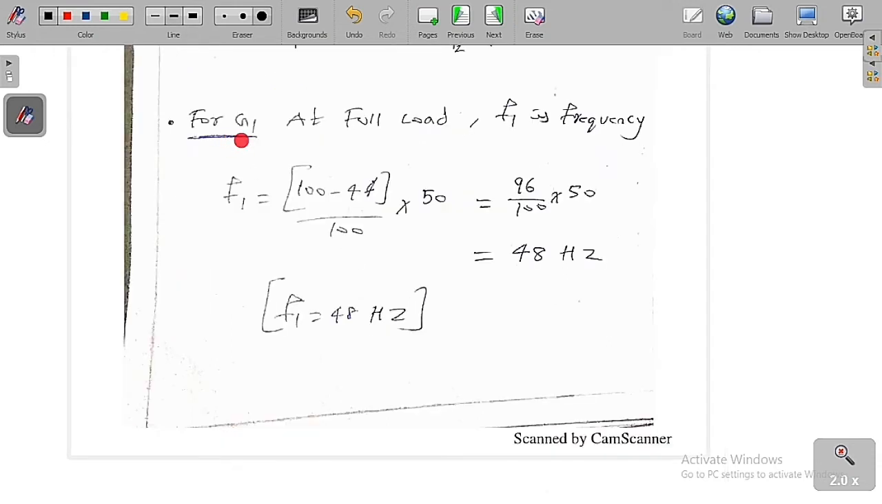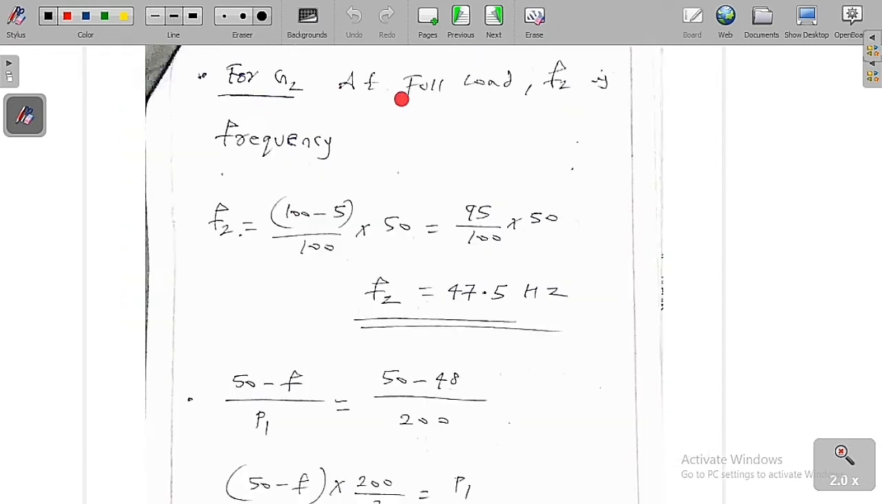So what I told you for generator G1 at full load, F1 is the frequency. F1 is nothing but a 4% drop, which means the remaining is 96%, which is (100 minus 4) by 100 into the no-load frequency, which is 50. If you solve this, 96 by 100 into 50 is nothing but 48 hertz. So 48 hertz is the frequency at full load for generator 1. So F1 is equal to 48 hertz.